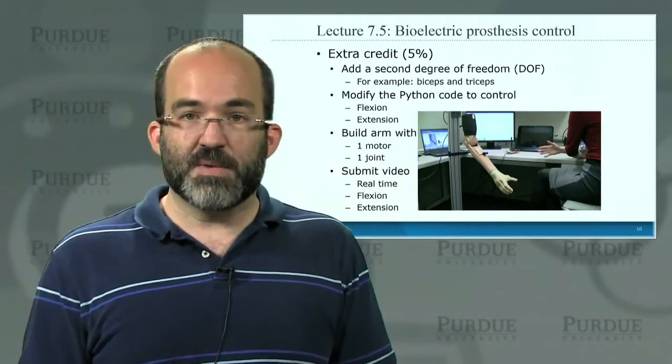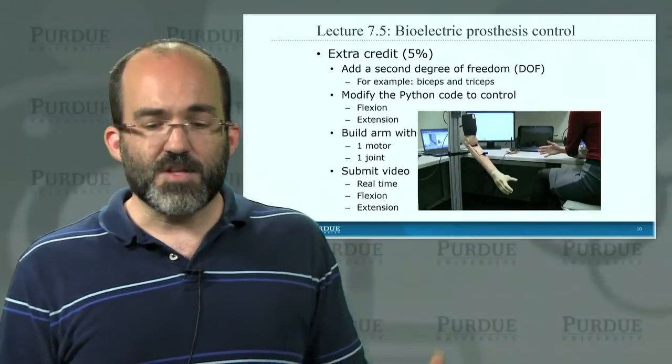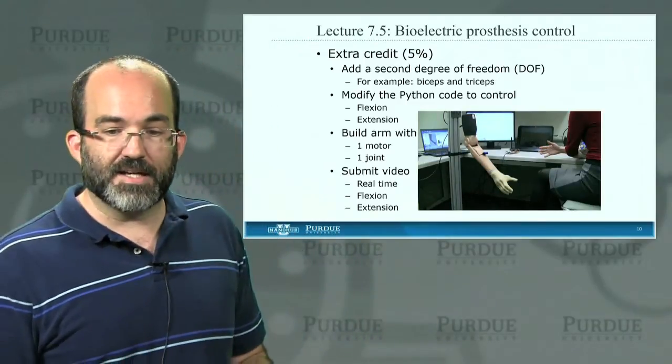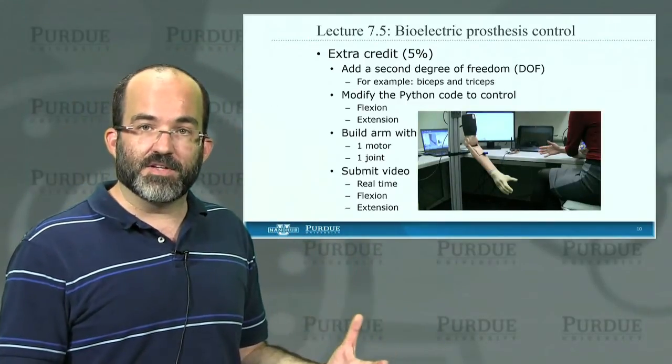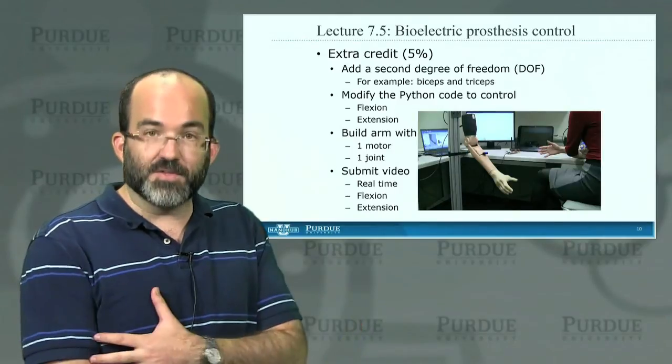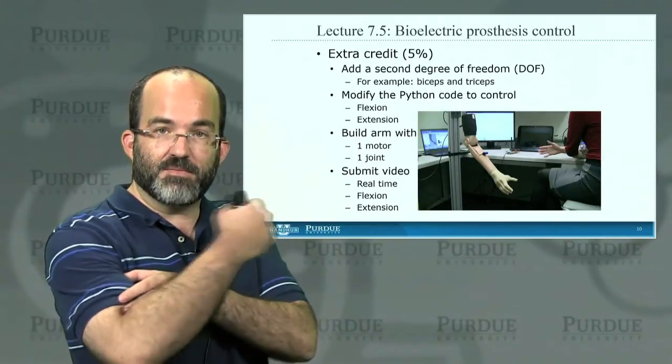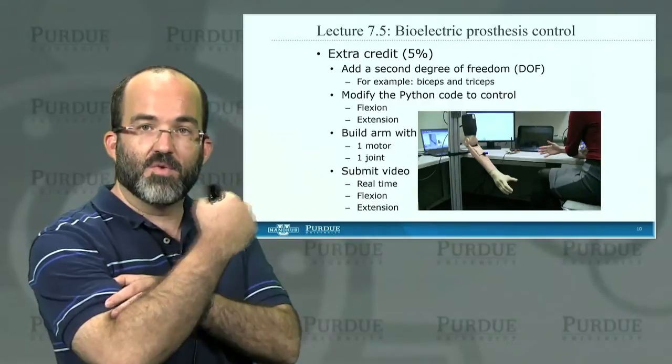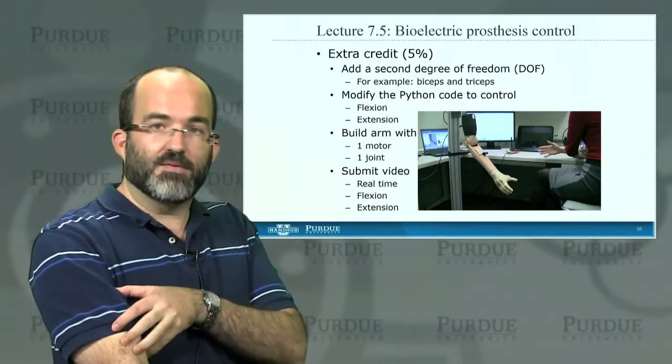But the Raspberry Pi has many pins and many outputs. So what I'd like you to do is add a second degree of freedom. So I'd like you to have a single degree of freedom with your bicep. When you flex your bicep, it contracts the arm. When you relax your bicep, it relaxes.